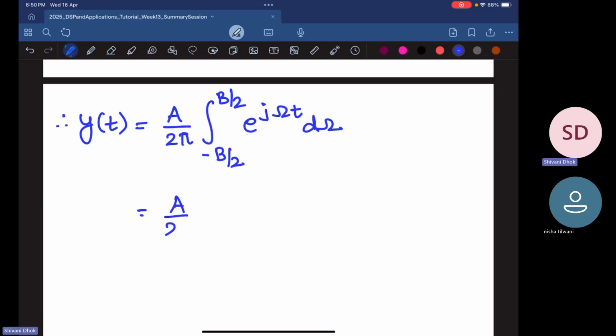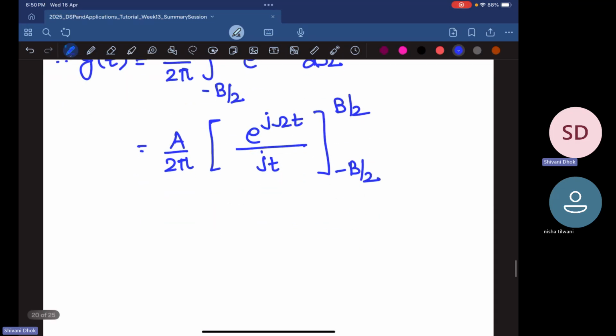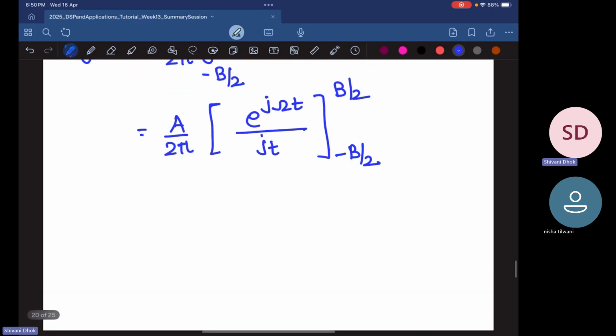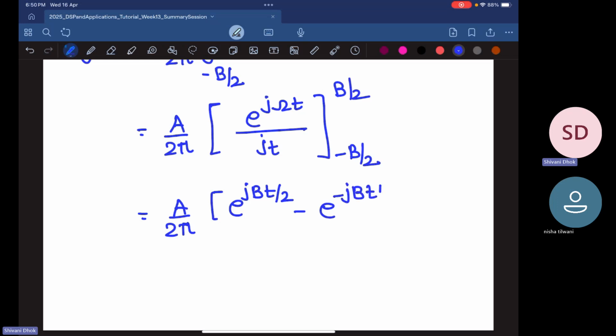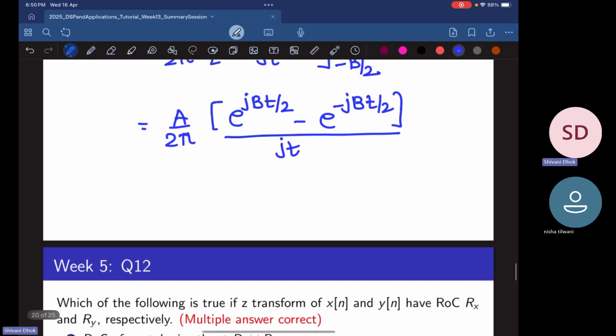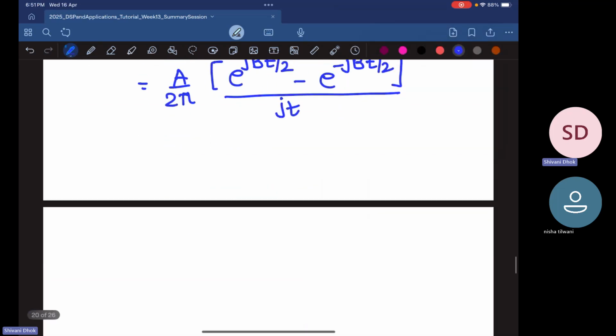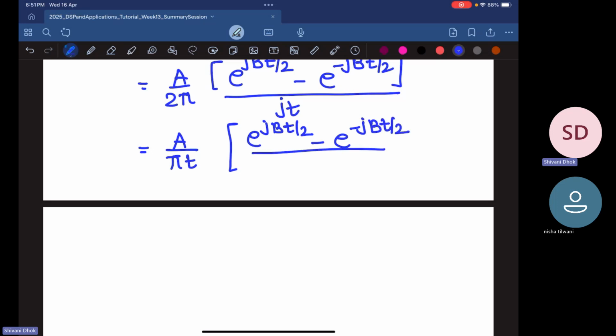So this I can write as A over 2 pi, e power j omega t divided by jt, from minus B by 2 to B by 2. So what do we get now? This is equal to A over 2 pi, e power j Bt by 2 minus e power minus j Bt by 2 upon jt. So I'll rearrange this a little bit as A over pi t into e power j Bt by 2 minus e power minus j Bt by 2 upon 2j.